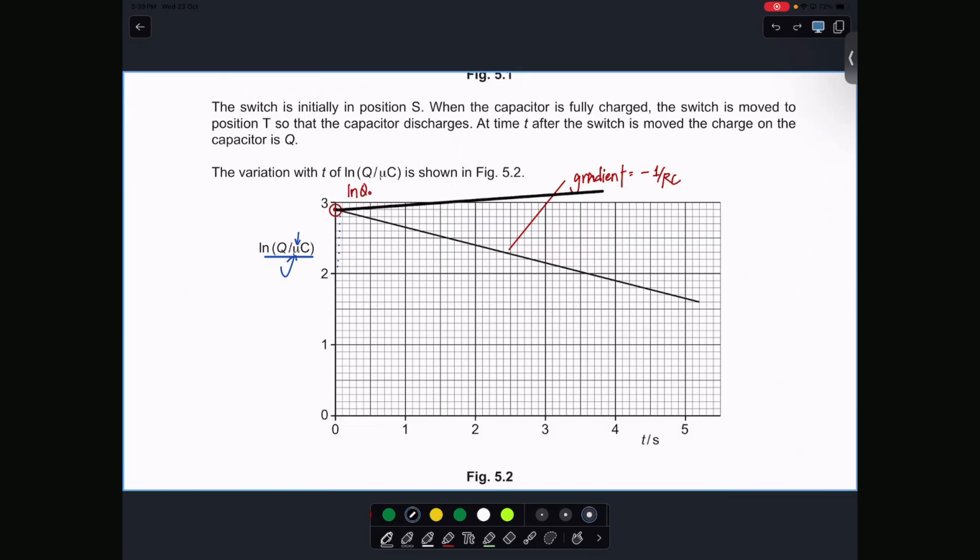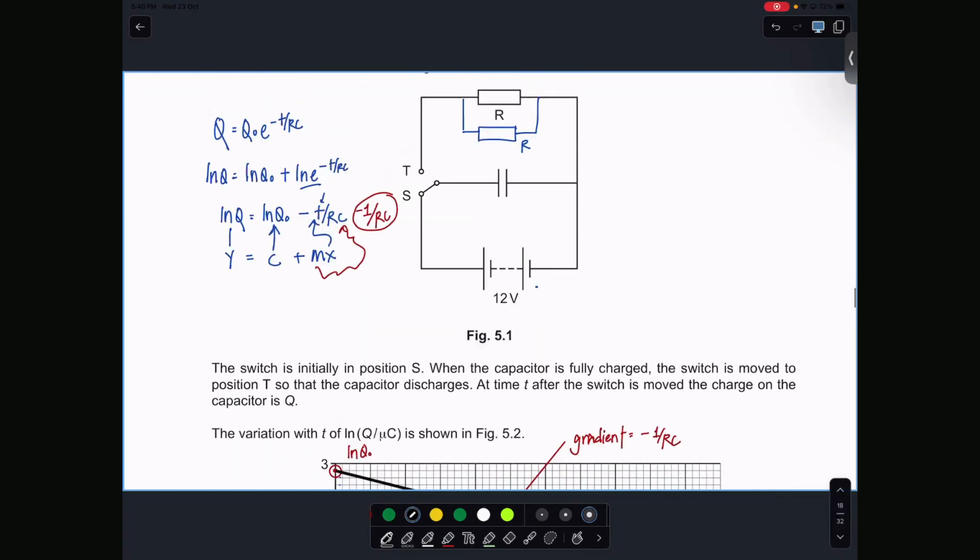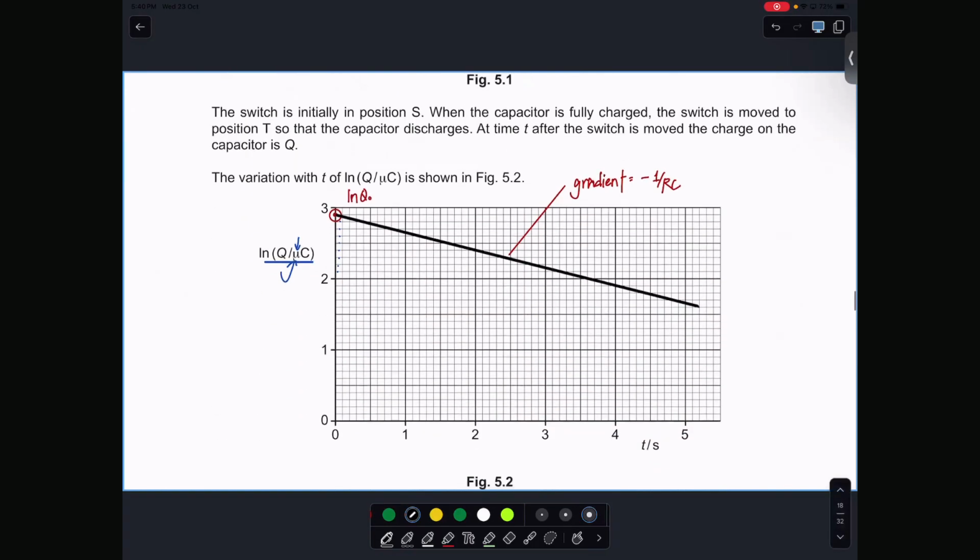But do you think the gradient will be the same? What do you think will happen to the gradient? The gradient is minus 1 by RC, where R is what? The total resistance, right? We now have two resistors in parallel. Yes, because when two resistors are in parallel like that, what happens to the net resistance? It halves. Remember? And as the net resistance halves, the total gradient doubles.